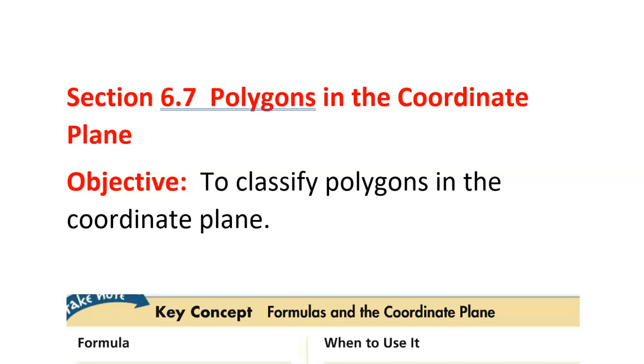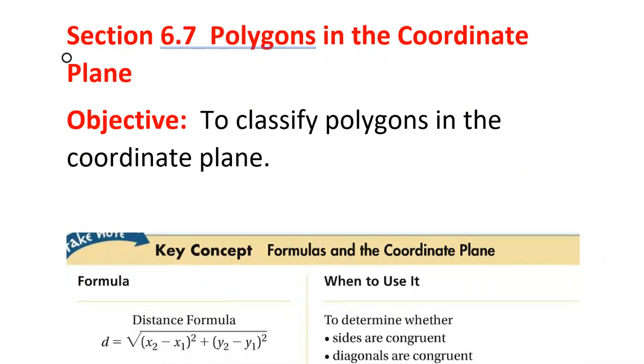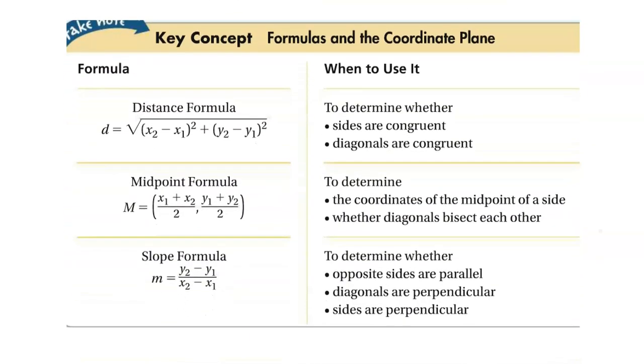Section 6.7, polygons in the coordinate plane. What we're going to do is classify them. The thing that you can't do is just draw the picture using the ordered pairs and go, yep, that's a rectangle. You have to actually explain why it is. So I'm going to show you different things today to help you pick which one it could be.